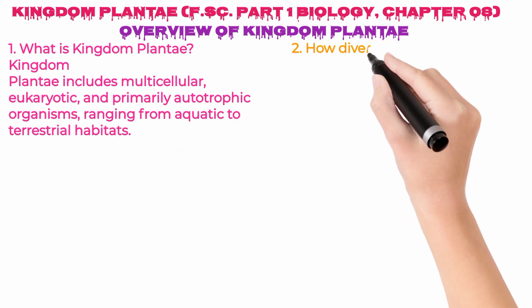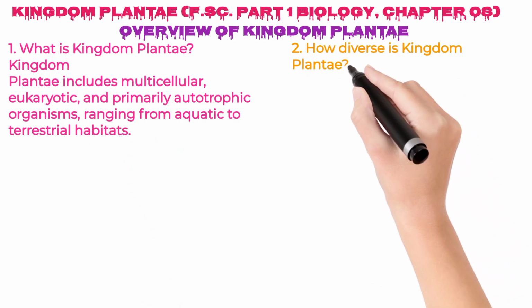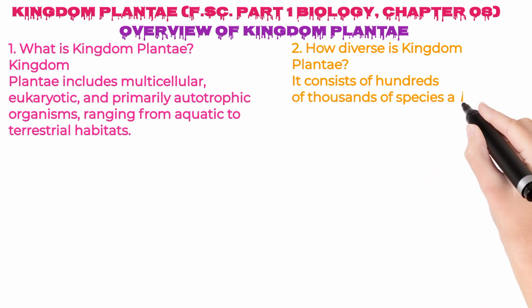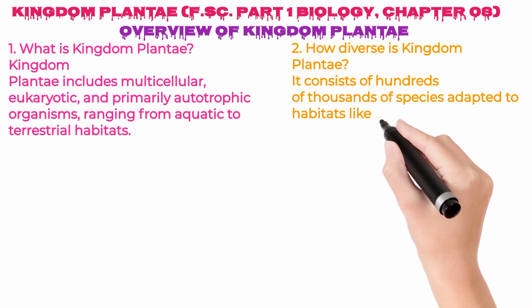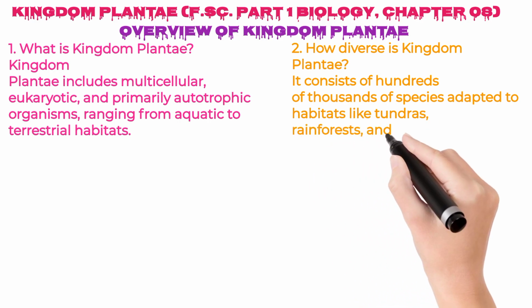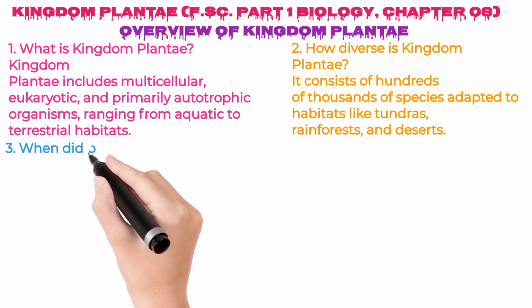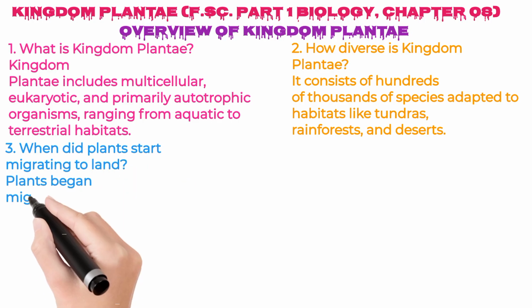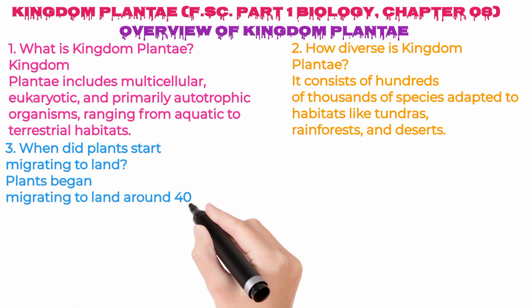2. How diverse is Kingdom Plantae? It consists of hundreds of thousands of species adapted to habitats like tundras, rainforests, and deserts. 3. When did plants start migrating to land? Plants began migrating to land around 400 million years ago.